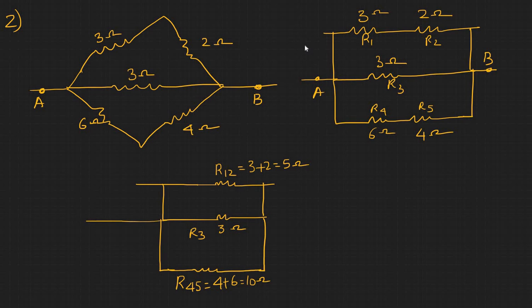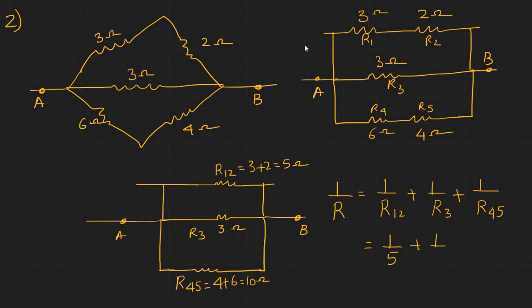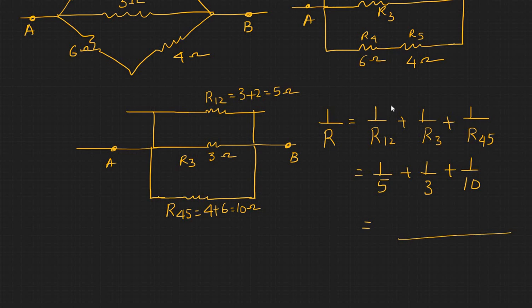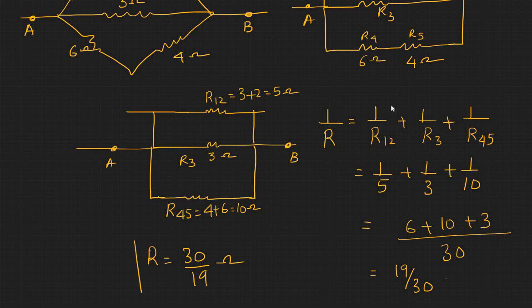And then you have A and B on both these sides. We can write your resistance as 1 by R is 1 by R12 plus 1 by R3 plus 1 by R45, and that's equal to 1 by 5 plus 1 by 3 plus 1 by 10. Taking the LCM, 30, 6 plus 10 plus 3, or in other words, this is 19 by 30. So your R would be equal to 30 by 19 ohms.